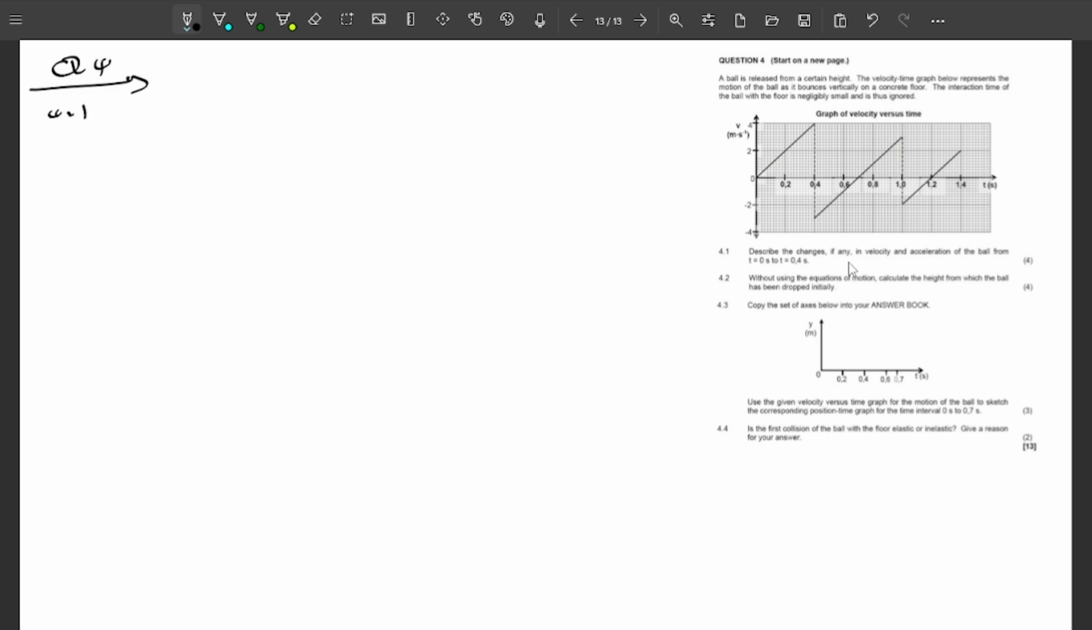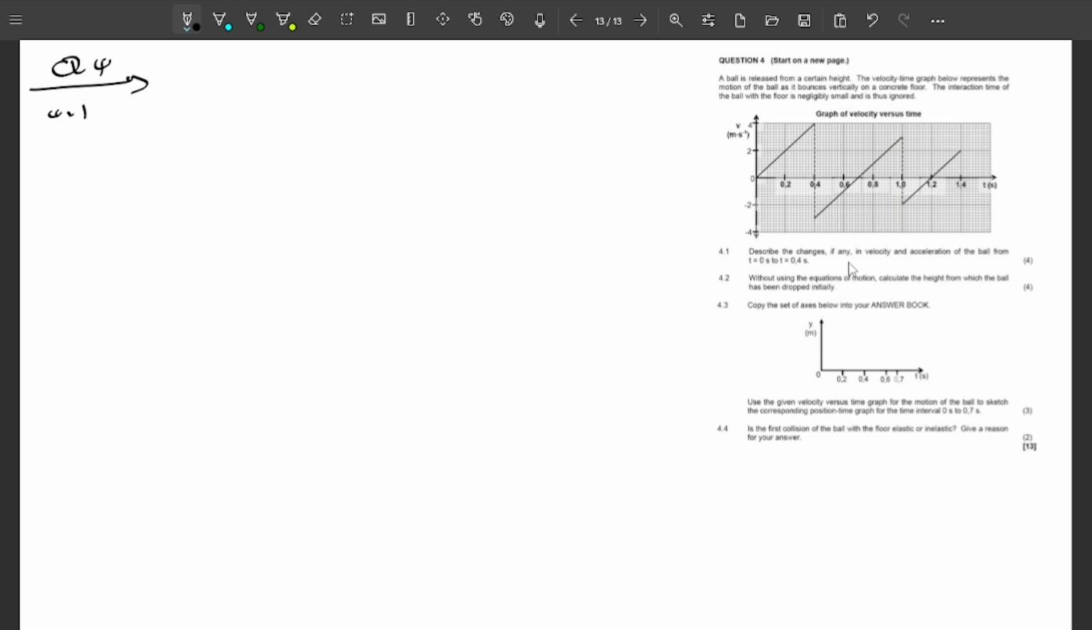Right, so we've got Q4 and 4.1. Let's read the question statement. The ball is released from a certain height, so it's not dropped. You don't know the V initial. Alright, good. The velocity time graph below represents the motion of the ball as it bounces. It bounces off vertically on a concrete floor. The interaction time of the ball with the ground is negligibly small and is thus ignored.